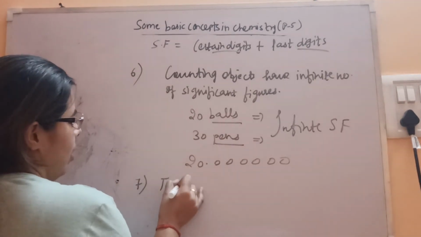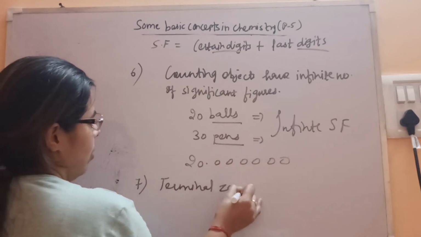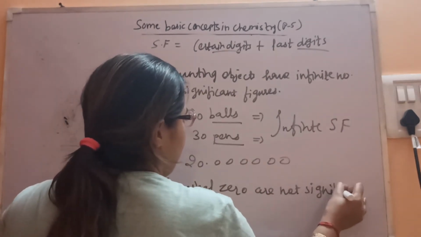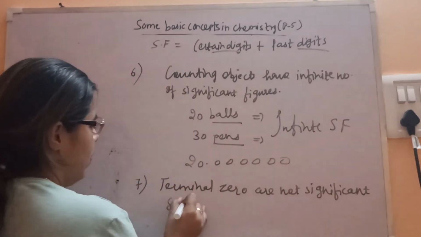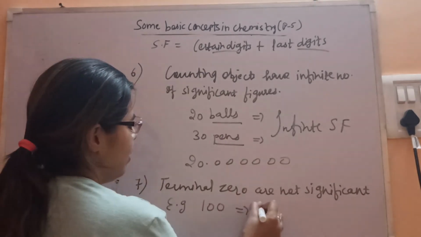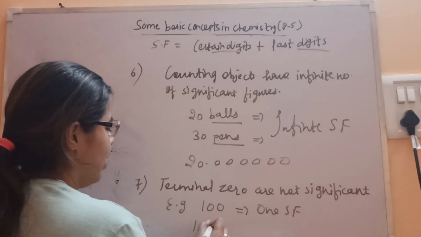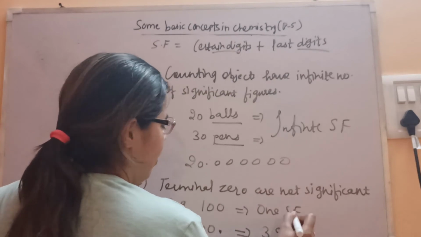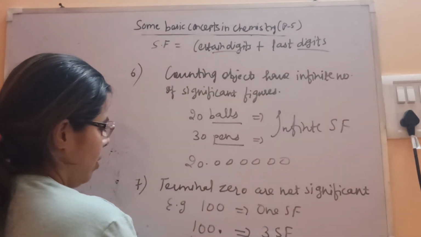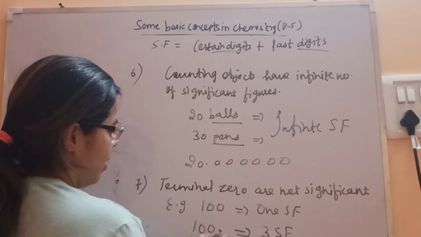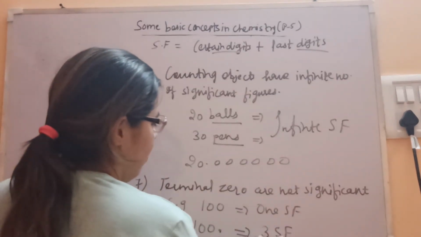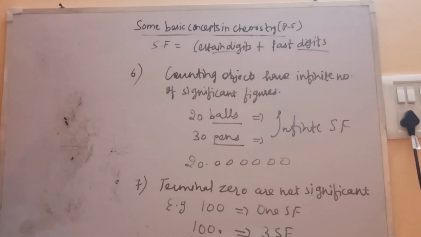Next is, terminal zeros are not significant. For example, if 100 is there, so only one significant figure. But if it is like this, 100 point, it means after this also 0 is there, so this has 3 significant figures. And 100.00 has 5 significant figures like this. So this is all about the rules.